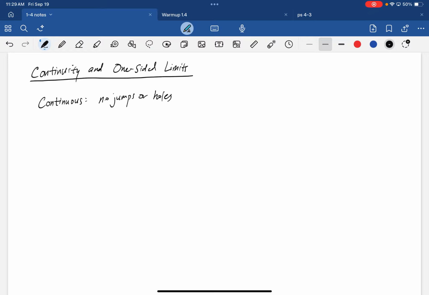Okay, so for example, if we had a function like a parabola, right? A parabola doesn't have any jumps and it doesn't have any holes, so we would say it's continuous at all points. Okay? Continuous.